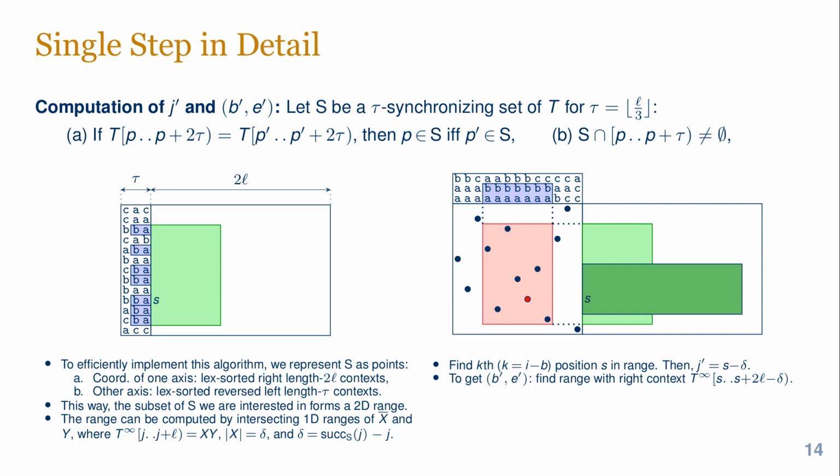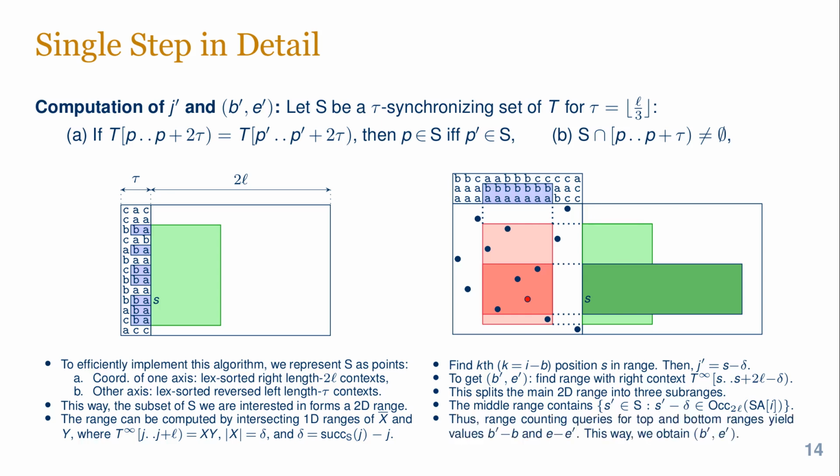First, we compute the 1D interval containing all positions from the set S having the right context of length 2L minus delta matching position S. This splits the main range into three 2D subranges. The middle range then contains all positions S' from S, such that S' minus delta matches the suffix SA of I on a prefix of length 2L. By the consistency condition, these are all the positions in the set OC to L of SA of I.